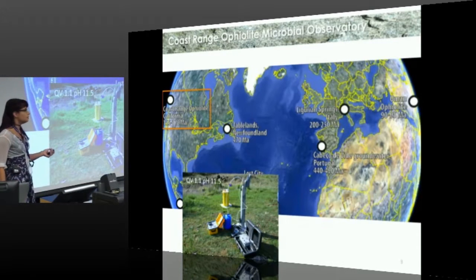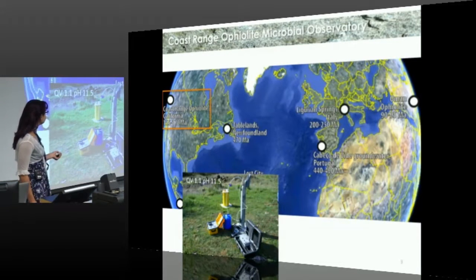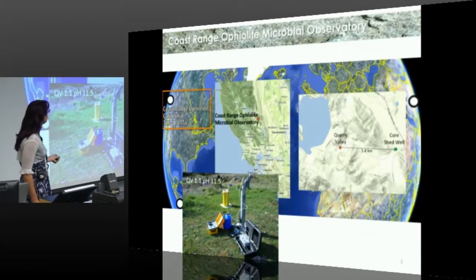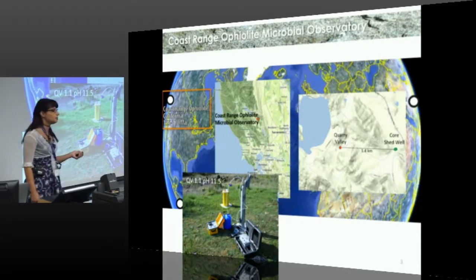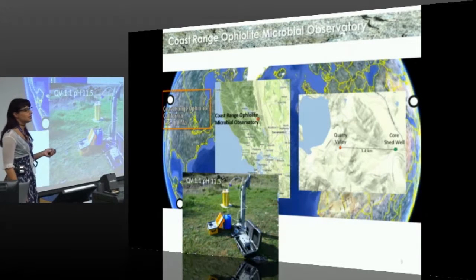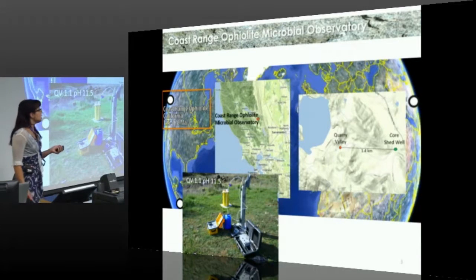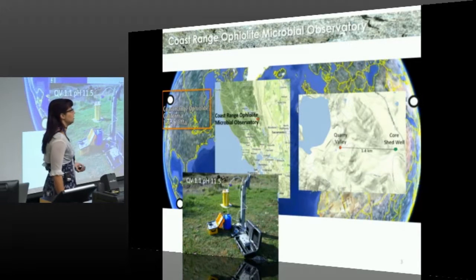There are a number of different serpentinizing environments all over the globe that our lab studies, but I'm going to focus on the Coast Range Ophiolite Microbial Observatory. It's a nice place to work because it's just north of Napa. So, you know, drunk science.